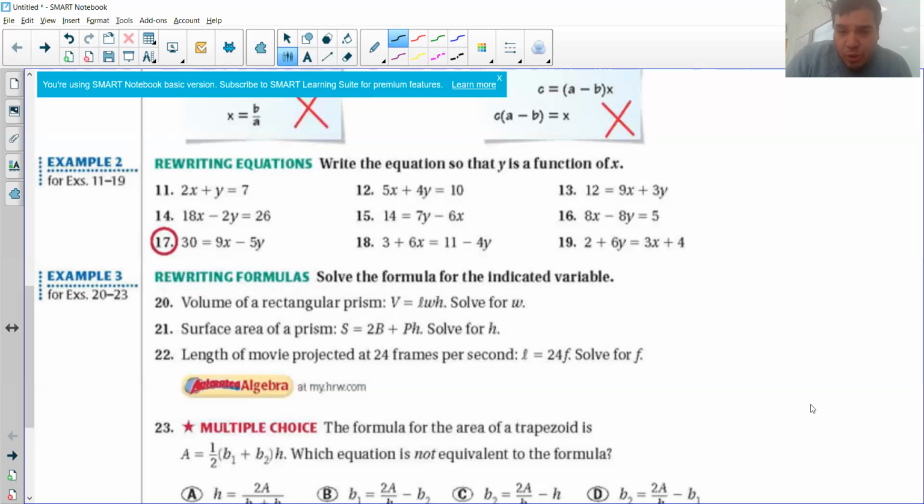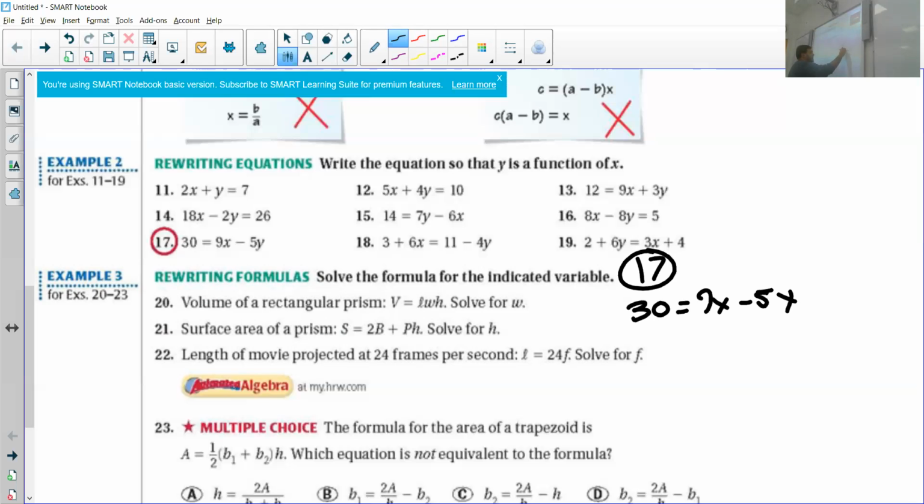So something like number 16. No, you didn't do 16. Let's do number 17. Number 17 is 30 equals 9x minus 5y. The first thing I have to do is get rid of everything away from y, so I'm trying to get y by itself. I'm going to subtract 9x on both sides. Those two are not like terms, so we're just going to write 30 minus 9x equals negative 5y.